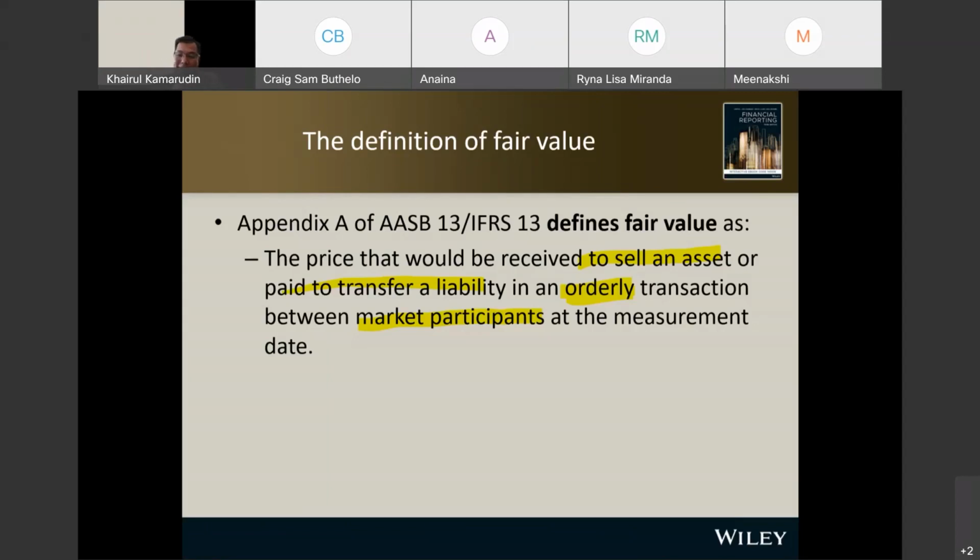If you have a liability, you borrow money from the bank, maybe for your study or to buy assets. If you want to settle the liability, transferring it back from you to the bank, you pay the bank. How much do you have to pay? So that is what we call the price paid to transfer the liability to a third party, to the bank, for example, or to the lender. That is the fair value.